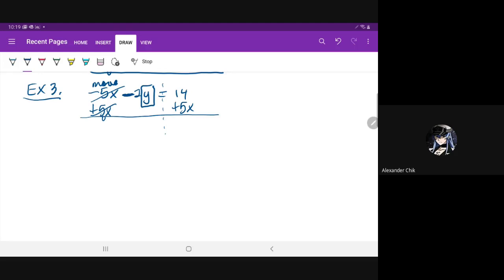Okay, so bring down this -2y. I just need an example with a negative. And then 5x plus 14. You could put the plus in the front if you want. And then what do I do next?